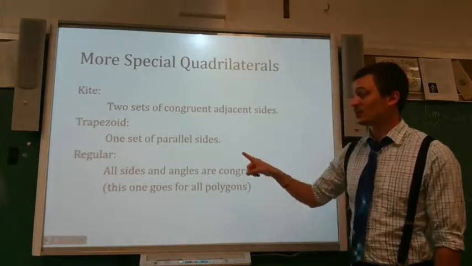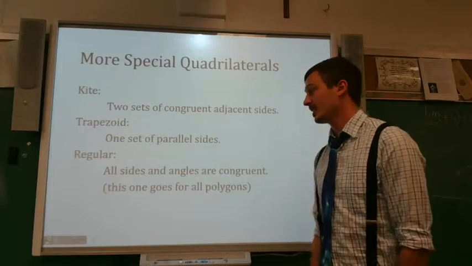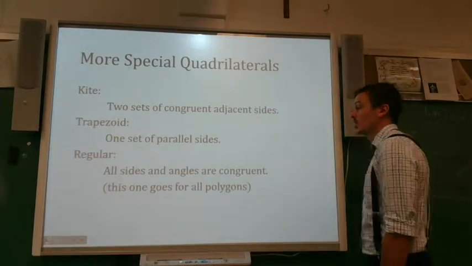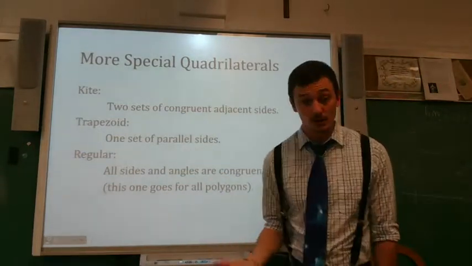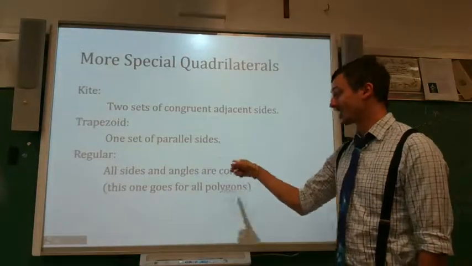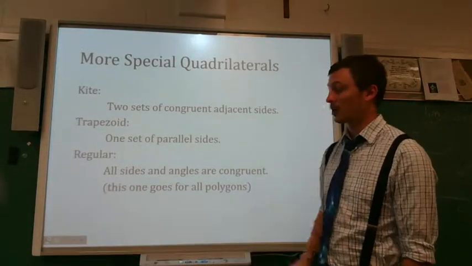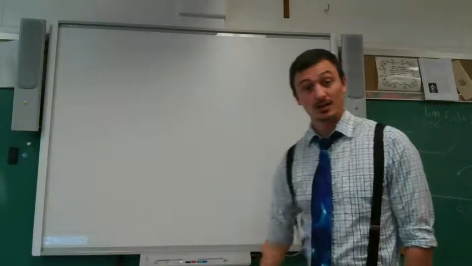A trapezoid has only 1 set of parallel sides, and if a quadrilateral is regular, and in fact if any polygon is regular, all the sides and angles are congruent. So that goes for all polygons. This is a short video.